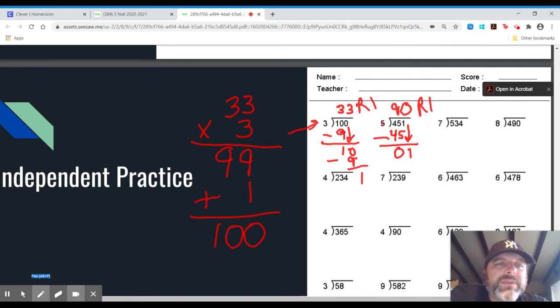7 cannot go into 5. 7 can go into 53. So how many 7s can go into 53? If you have the multiplication table out, you can check 7 times what gets me close to 53 without going over. 7 times 7 gets me pretty close to 53. So close that 7 times 7 is, who else knows what 7 times 7 is? 49. Okay, 49. So you subtract 49.